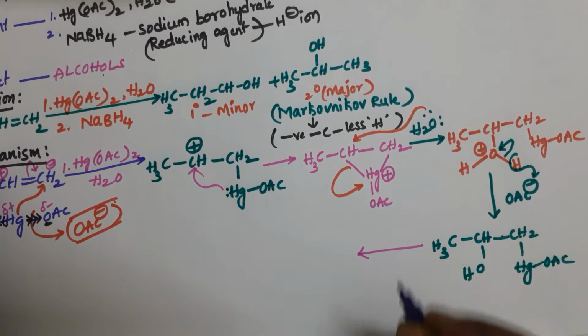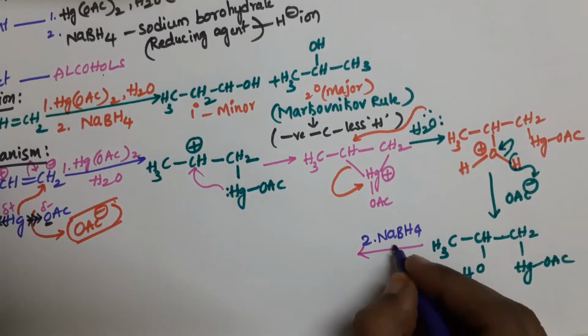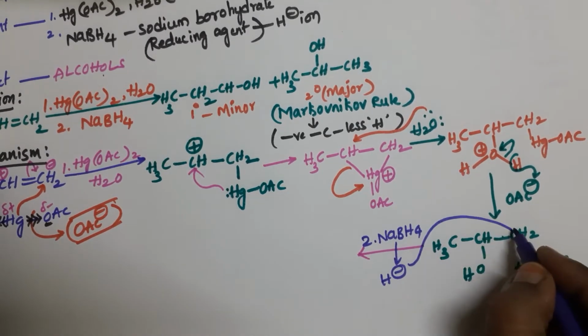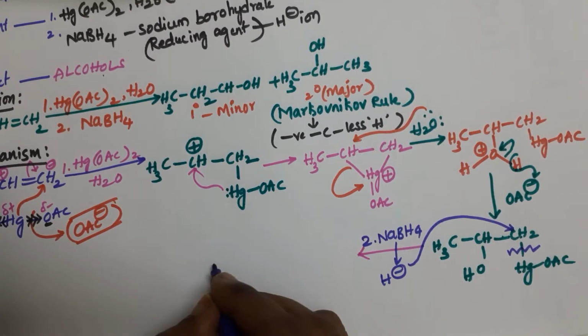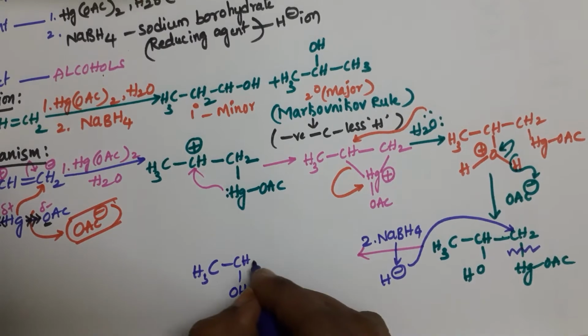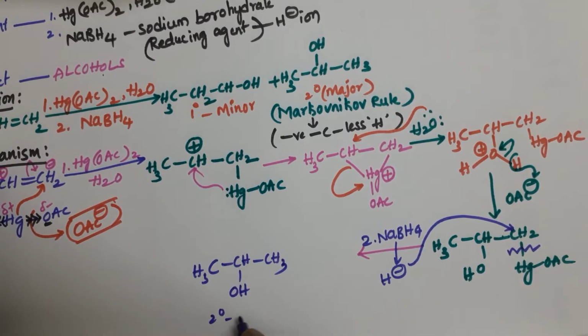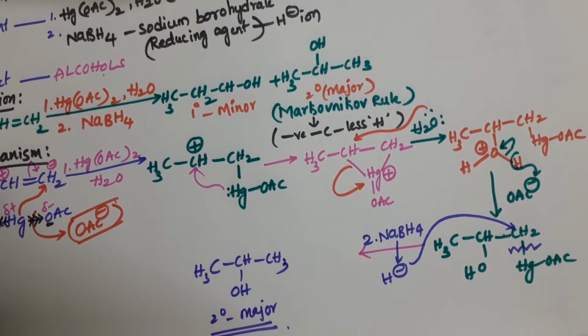Next, in the last step, what is our second reagent? NaBH4, sodium borohydride. It will give hydride ion. This hydride ion is going to bind with the CH2 carbon and the bond breaks like this. Here we'll get CH3, CH, OH, CH3. So the secondary alcohol is the major product. This is the Markovnikov product.